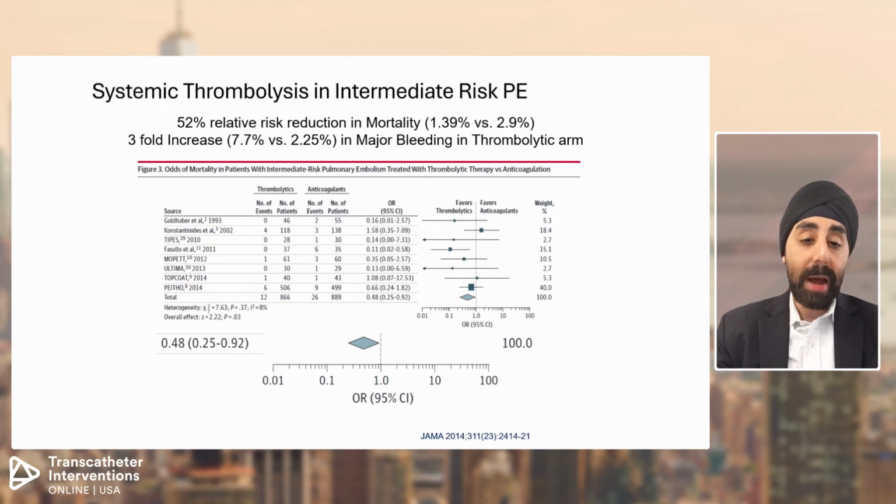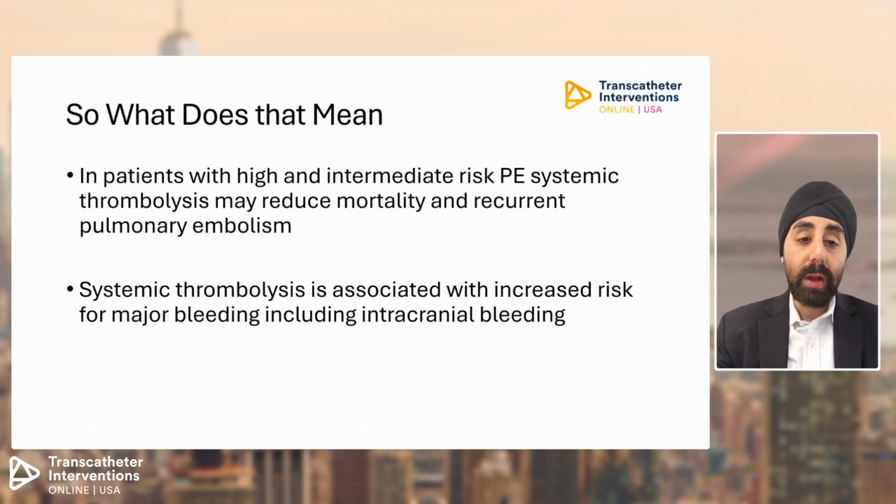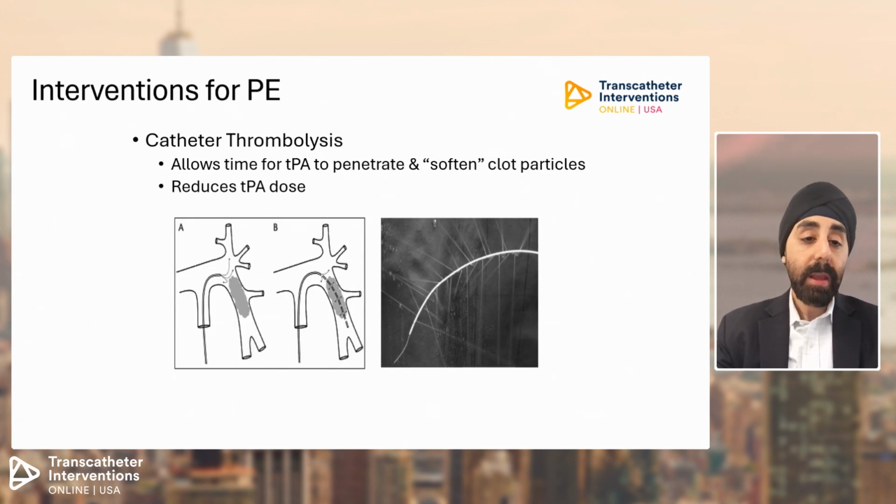So when you did a meta-analysis of all the studies, including PEITHO, it looked like there may have even been a mortality benefit, but there's a threefold increase in major bleeding. So the thought was, what can we do to lower that bleeding risk, but still achieve the same beneficial effects in this intermediate to high risk population?